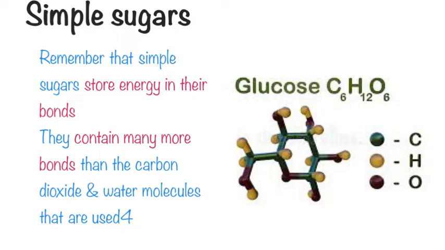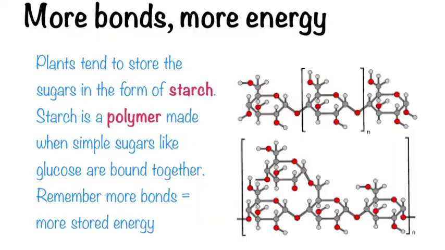Now, if we count the number of bonds holding this together, 1, 2, and so on, we see there are lots of them. And that means that energy is increased by having this number of bonds. So I wonder what would happen if we could join some of these glucose. Here's a glucose again. It's the same thing but a bit different. So if we joined several of them together.